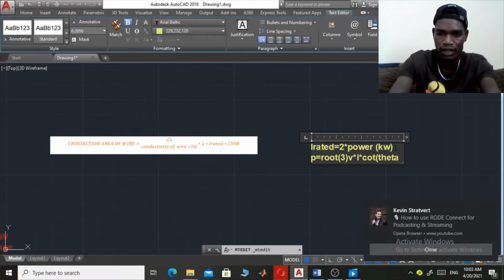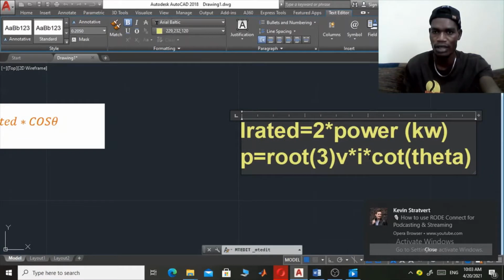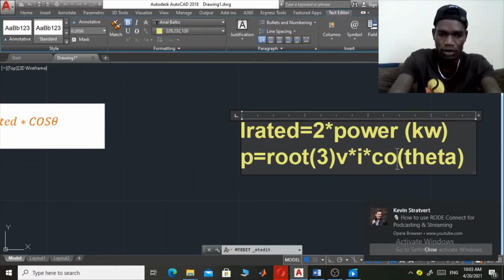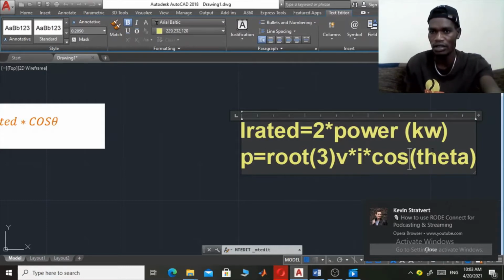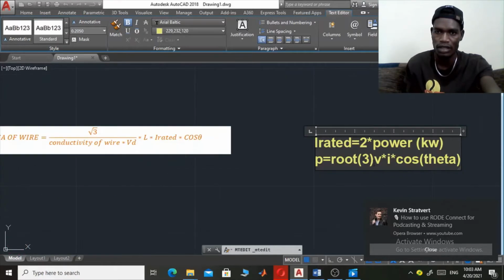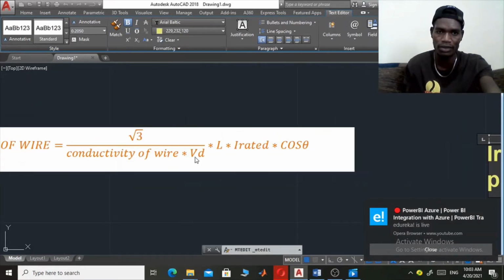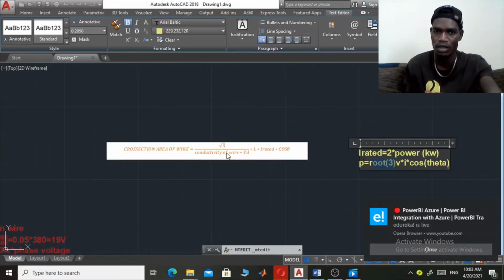So for mathematical analysis, we are using this root 3 times voltage times current times cos. By the way, it's not cot, it's cos theta. This is the power factor, by the way. For that reason, we are using this power factor and this root 3 in here. Look, root 3 over conductivity of wire times voltage drop. Why is voltage drop in here?